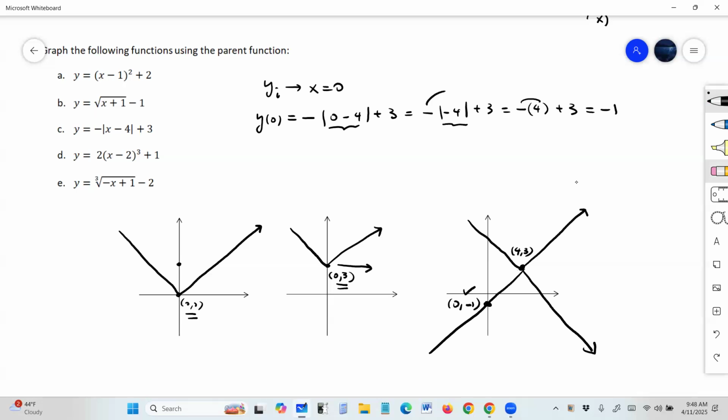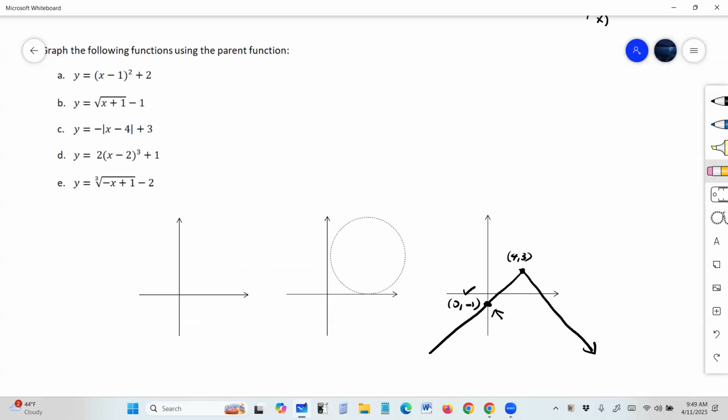Okay, so this would be, I'm going to erase this part. This would be my final graph for the example C. Okay, it's important to know that this crosses below the x-axis. All right, very good. So let's do the next example.